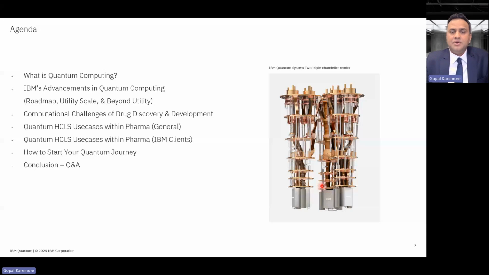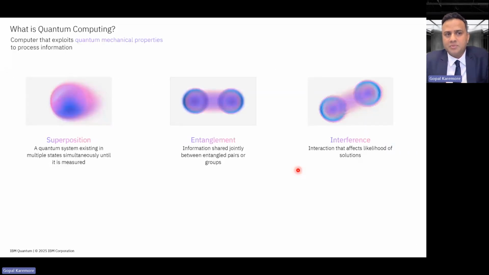Okay. First things first, what is a quantum computer? It's a computer that exploits quantum mechanical properties to process information. What are those properties? Superposition, entanglement, and interference. Superposition means that a quantum system exists in multiple states simultaneously until it is measured. Entanglement is where the information is shared jointly between the entangled pairs and groups. Interference is the interaction that affects the likelihood of a solution. But what does it mean for computation, which is very important? Superposition turns out to be massive parallelism. Entanglement gives you massive correlation, and interference gives the convergence of the problem Hamiltonian to the solution.